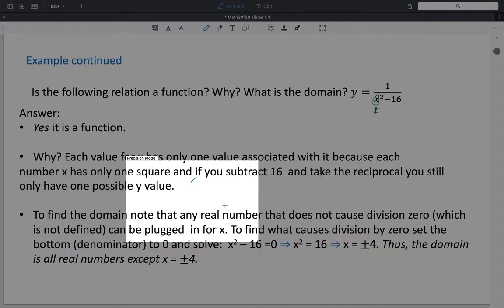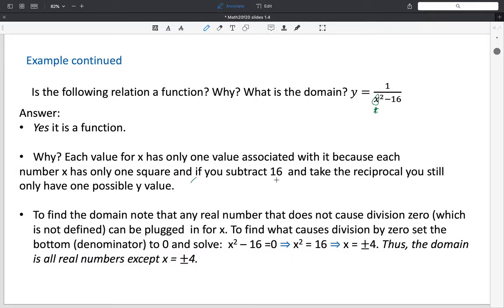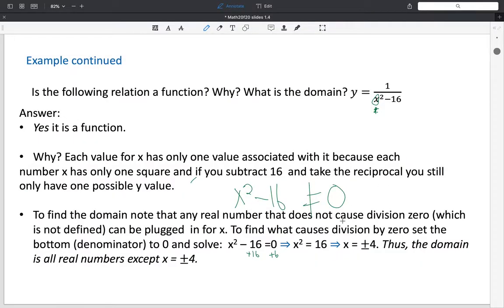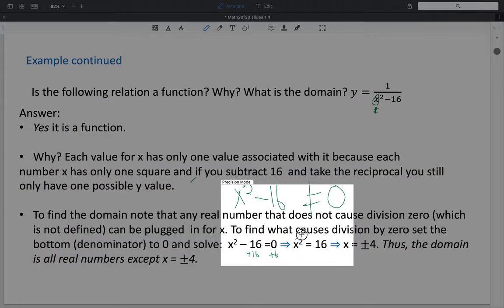Now the domain. Remember, the second rule of Math 20 Club is that you can't divide by 0. So this means that the bottom can't be 0, so x squared minus 16 cannot be equal to 0. We have to find the numbers that make it 0 and exclude those. So I'm going to solve x squared minus 16 equals 0 to find those numbers. To do that, I add 16 to both sides, and then I get this equation.